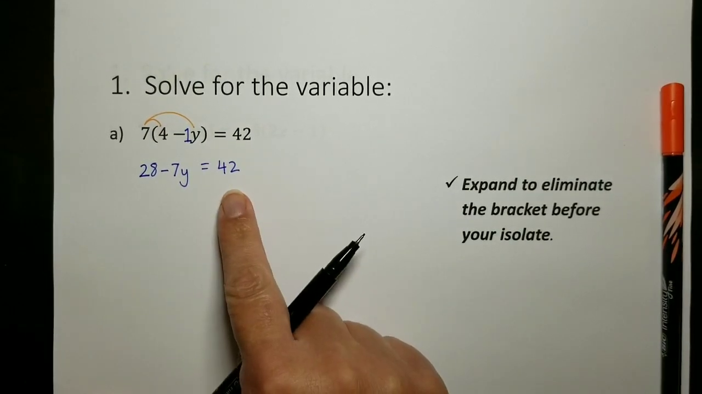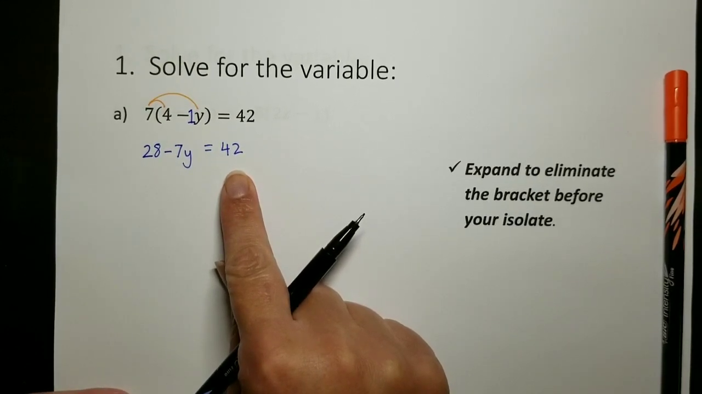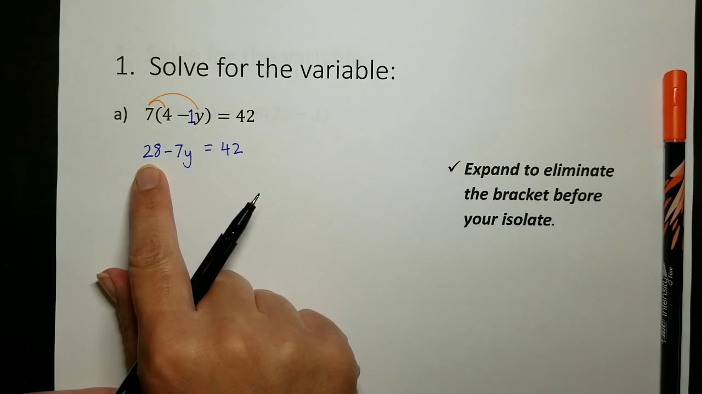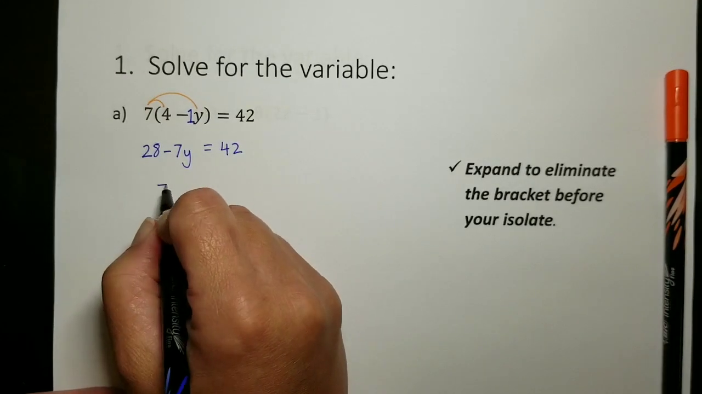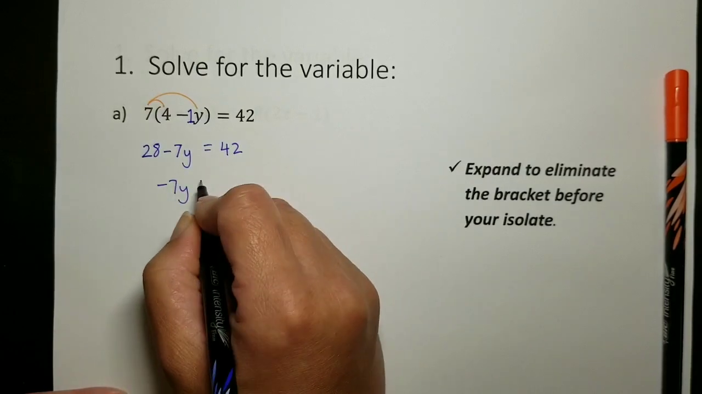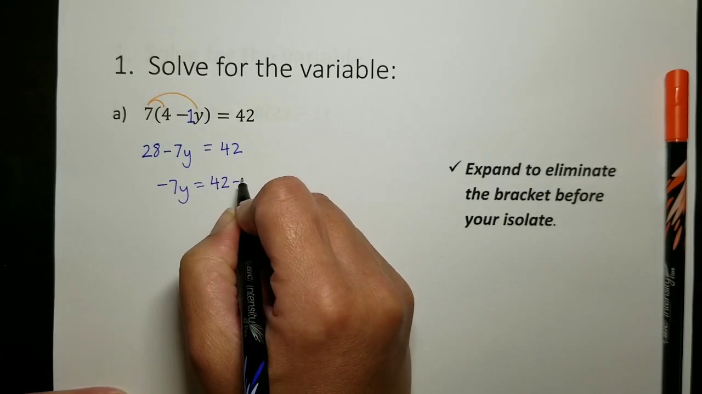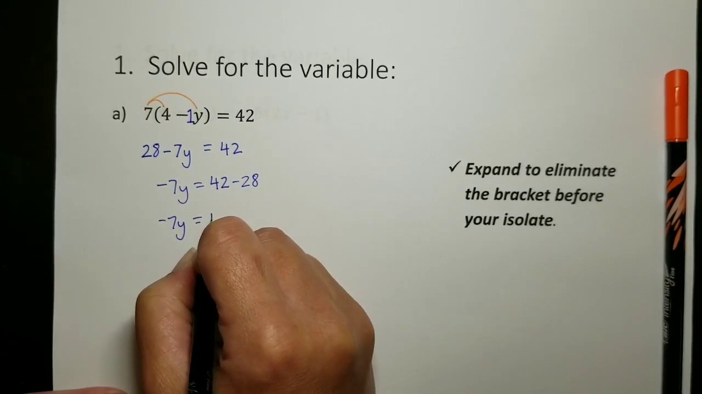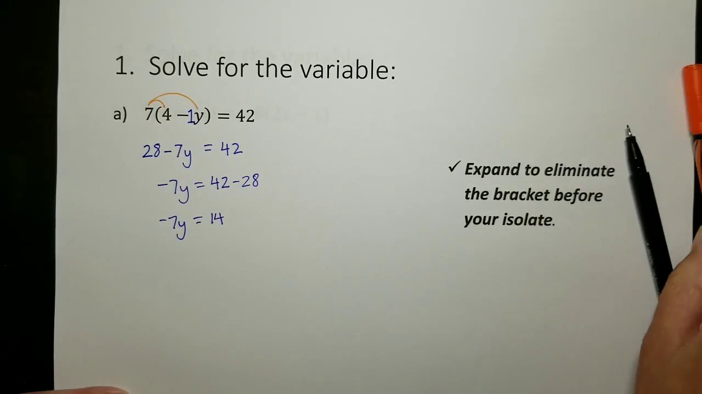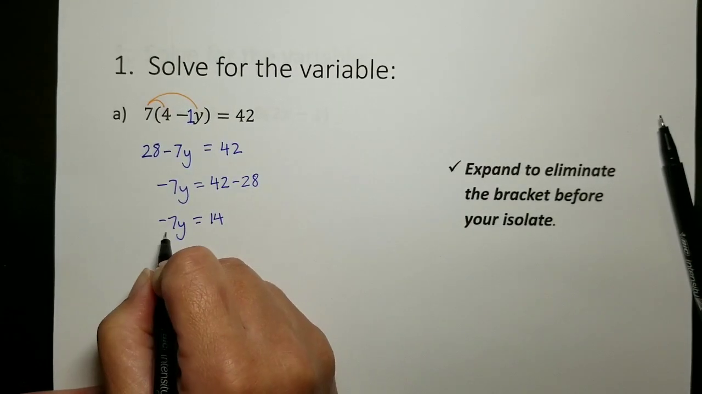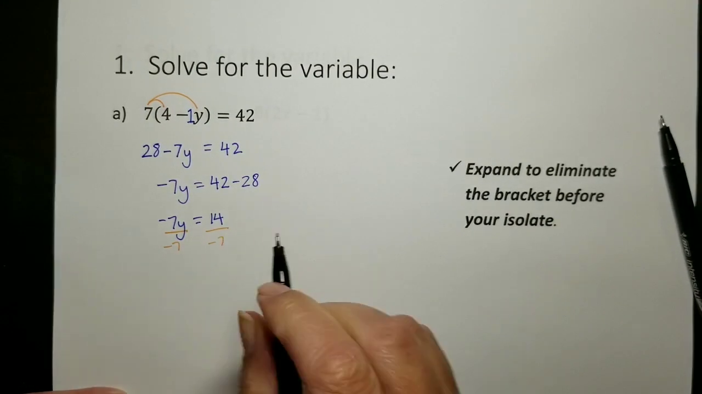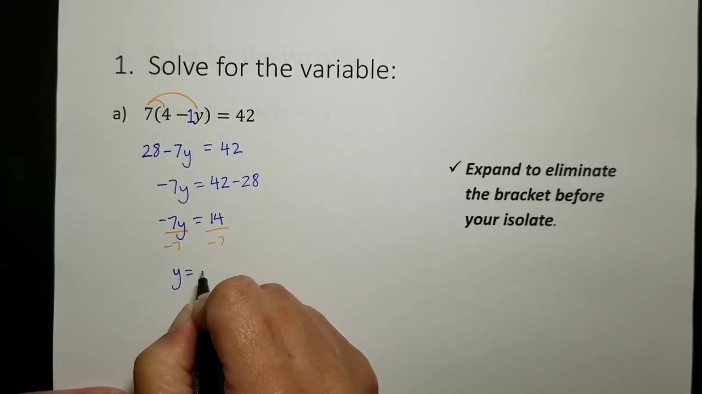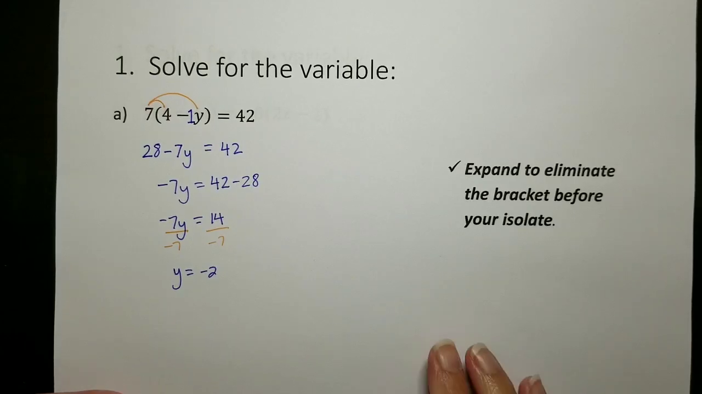So from here, it's just like one of the equations we would solve previously. So I need the numbers to go on the right-hand side, so positive 28 is undone with negative 28, which I'm not going to write there, but I would have 42 minus 28 over there. So negative 7y equals 14. And then we need to undo this multiplication by negative 7, and I'm going to divide by negative 7. And y equals negative 2.